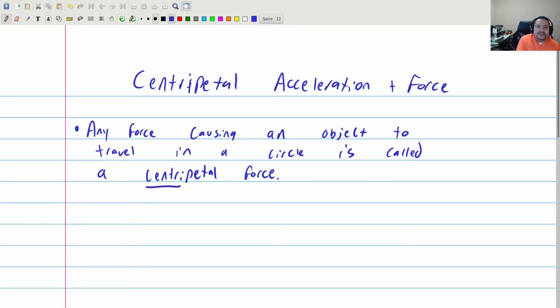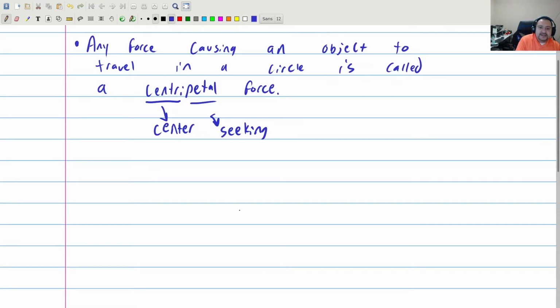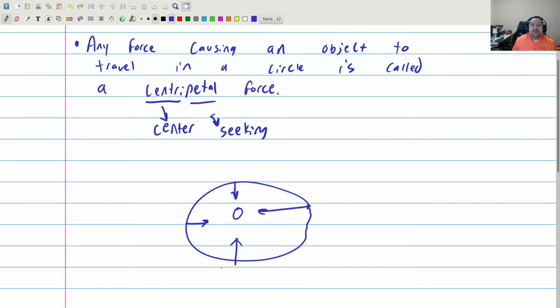Now, remember, the word centripetal means center seeking. So that means that the centripetal force is always going to be pointed towards the center of the circle that it is making. For instance, if you have the Earth here and the moon out here, which way is the Earth's gravity on the moon? Well, it's always pointed toward the center of this circle. Pretend that's a circle. I didn't draw that very well. But it's always pointed toward the Earth. It's always pointed toward the center of the circle. And because of that, that's what we call a centripetal force, and it makes that object move in a circle.